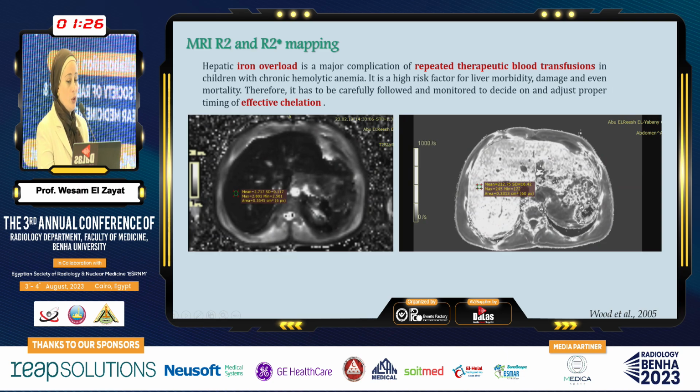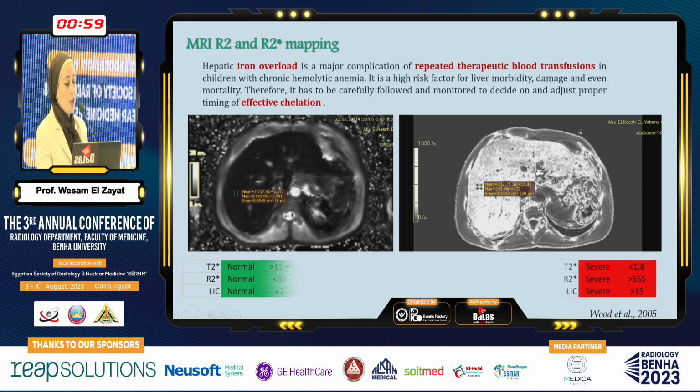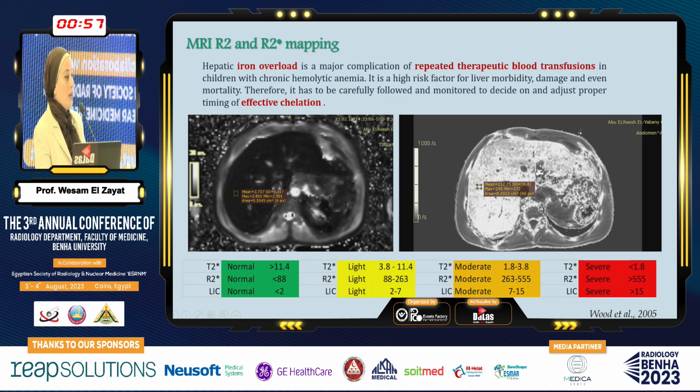MRI R2 and R2 star mapping. Hepatic iron overload is a major complication in repeated therapeutic blood transfusion in children with chronic hemolytic anemia, and we all know how prevalent that is in Egypt. It is a high risk factor for liver morbidity and damage, and therefore we need to carefully monitor the concentration of iron to adjust the proper timing and dosage of chelation. We use this technique to come up with the LIC, the liver iron content, and then we stratify it into normal, light, moderate, and severe accumulation of iron.